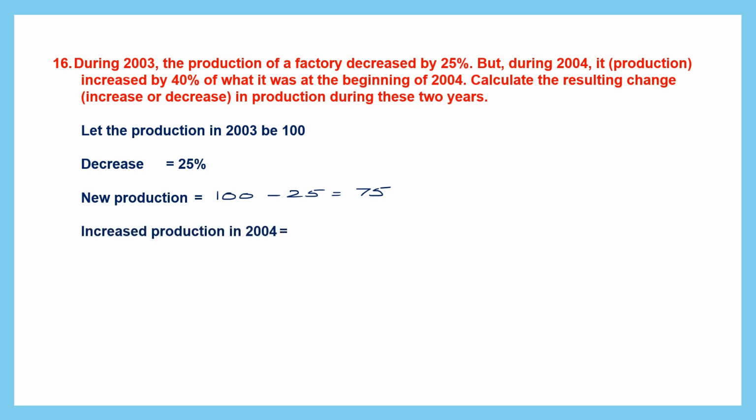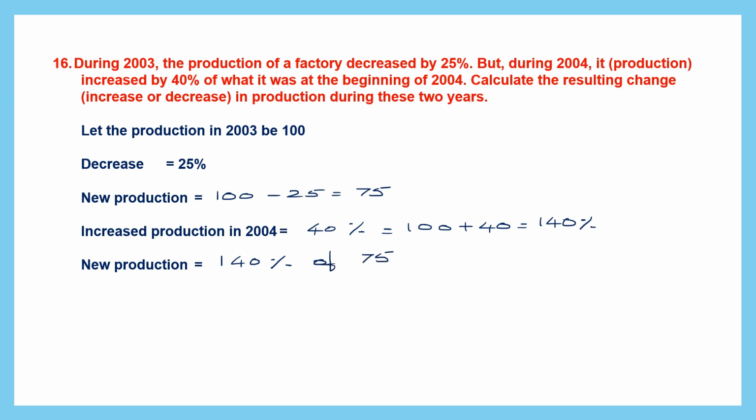Then in 2004, production increased by 40%, and that will be 100 plus 40, because the original was 100, it has increased by 40. So this is 140% of this new production. So when we write the new production, we say 140% of 75. Okay, I hope you've understood.